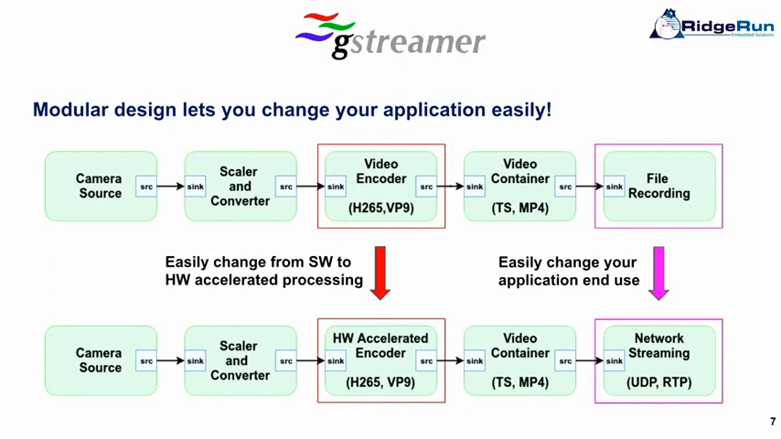Let's see for a moment this other application. This is a video recording application. So we start from the camera source that is represented again with a GStreamer element. Then let's say that you need to scale it and color space convert it. We have an element for that. Then we push that data into the encoder, and then we contain it into, I don't know, transport stream or MP4. And then finally, you write that data to the disk.